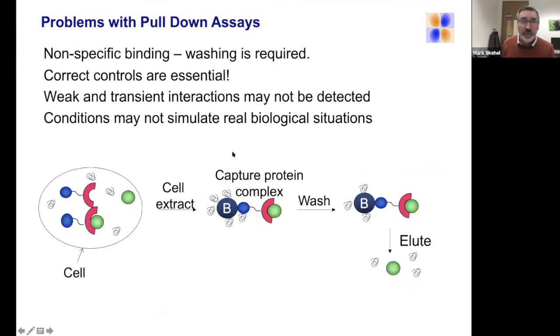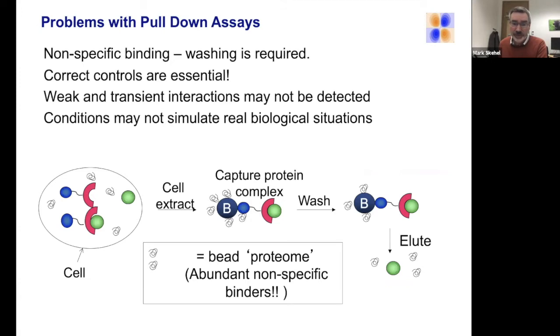Okay, there are problems with pull down assays like that, of course, because you've got a lot of non-specific binding, a lot of washing required. You can lose perhaps transient interactors that would be interesting to look at, because you have to get rid of lots of detergent and things like this. And you've got to have the correct controls, otherwise you can be led right up the garden path. And there's a lot of abundant non-specific binders to these Dynabeads and the like.